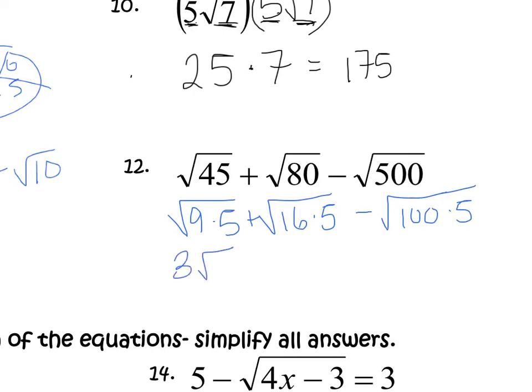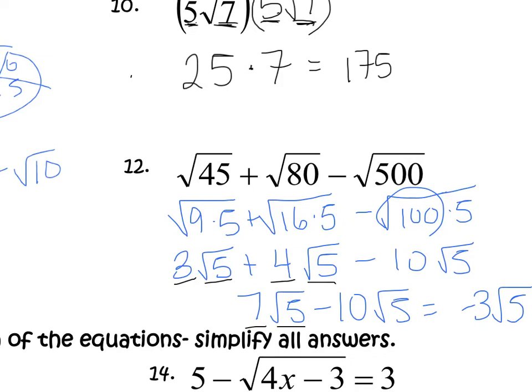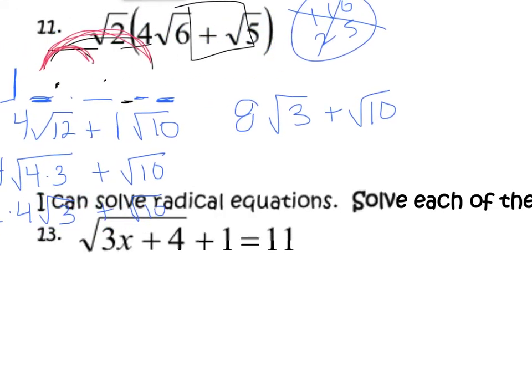Square root of 9 is 3, square roots of 5, plus square root of 16 is 4, square roots of 5, minus square root of 100 is 10, square roots of 5. 3 square roots of 5 and 4 square roots of 5 is 7 square roots of 5, minus 10 square roots of 5 equals negative 3 square roots of 5. Remembering that this is very similar to adding variables. 3x's plus 4x's equals 7 of those same x's. And if you take away 10x's, you get a negative 3 of those same x's. Or values, depending on how you think about it.